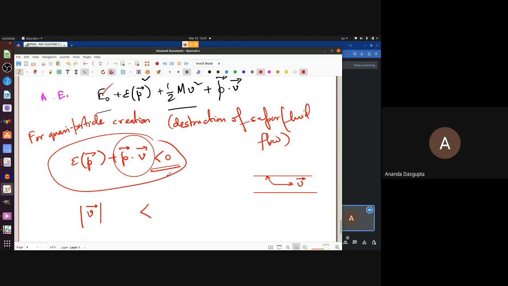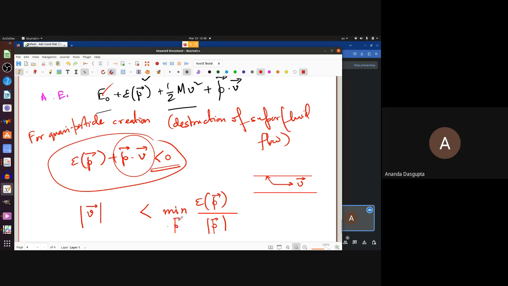But then, what is the maximum possible magnitude this can have? That's magnitude of P times magnitude of V. The smallest negative value it can have is minus that. And now, this gives you a very important result. We take this ratio, epsilon P by magnitude of P, which depends on what kind of dispersion relation the system has. So this depends on the system.